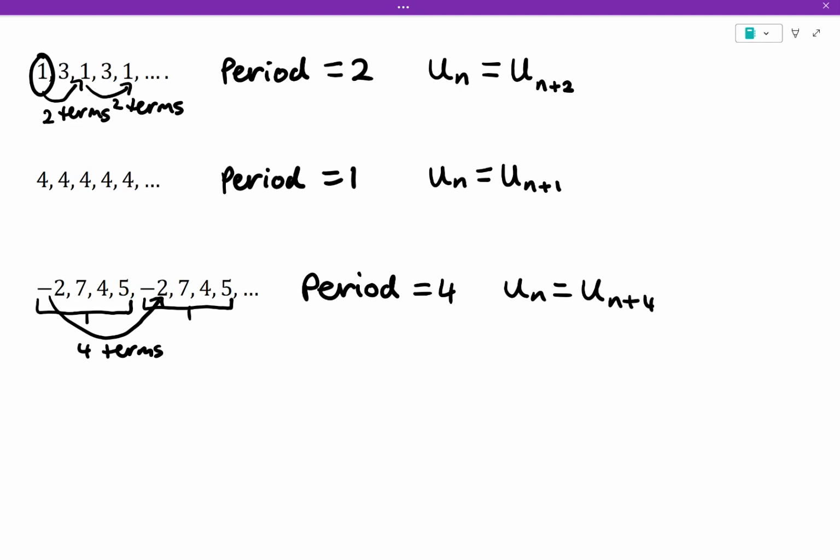Now, of course, not all sequences are periodic. For it to be periodic, it has to keep repeating in the exact same pattern for as long as the sequence goes on. A period can be of any finite length, so you could have a sequence that has a period of 100, for example, and of course the lowest period you can have is 1, which is what we saw with our constant sequence.